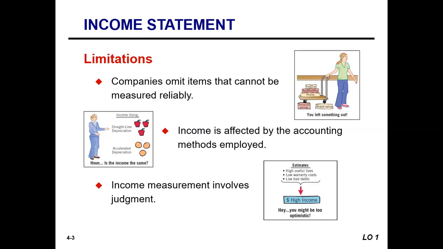Income may be affected depending on the accounting methods employed. So again, they're showing us the example here of whether we use straight line method or accelerated depreciation is going to affect our income. Whether we use FIFO, first in, first out, or LIFO, last in, first out, that's going to affect our income, right? So the accounting methods employed will affect income. And then also income has some level of judgment in that some of our estimations are not concrete, but what we think is going to happen.